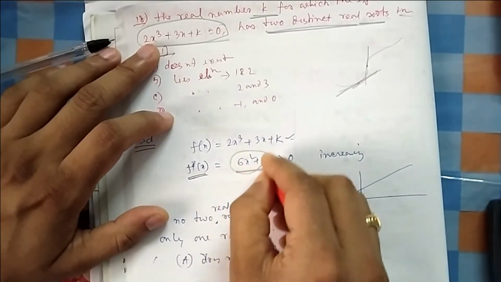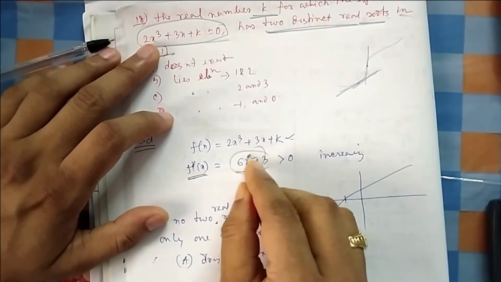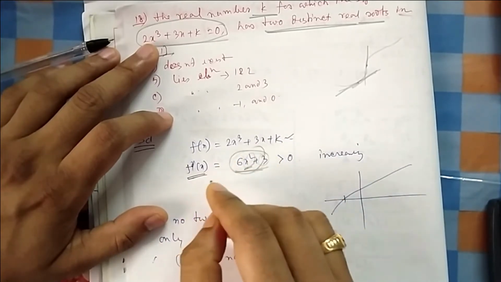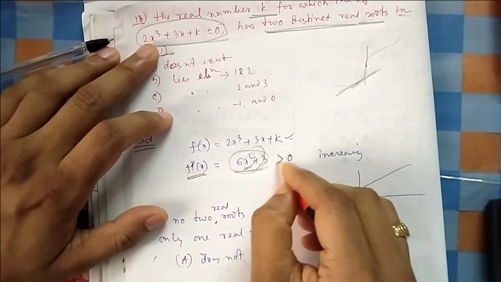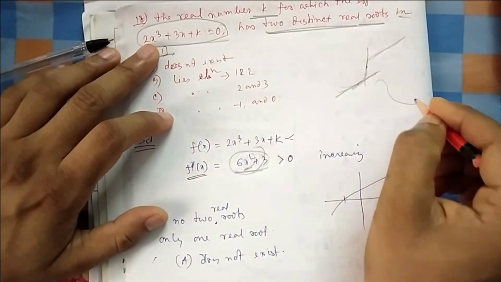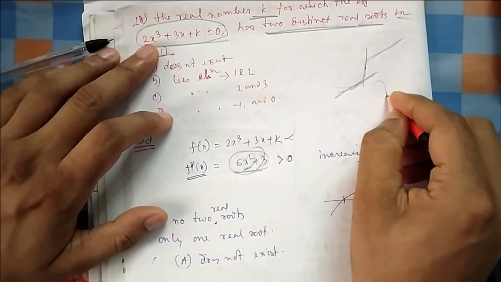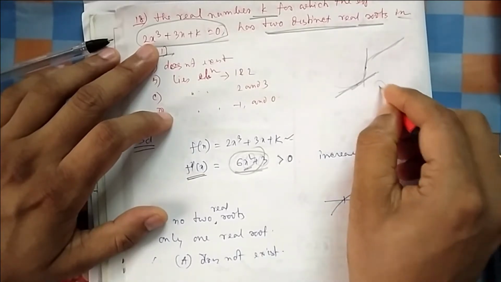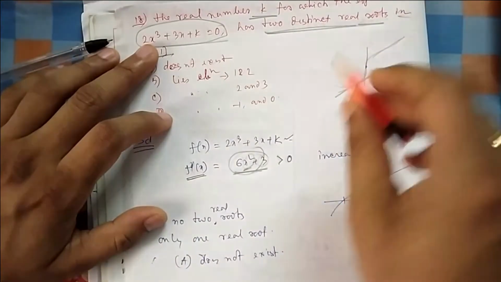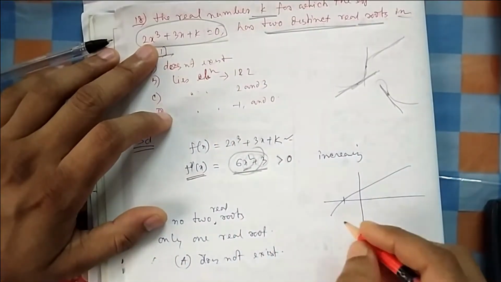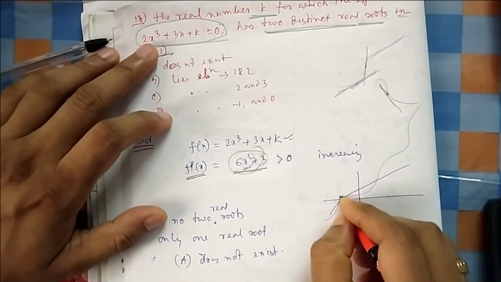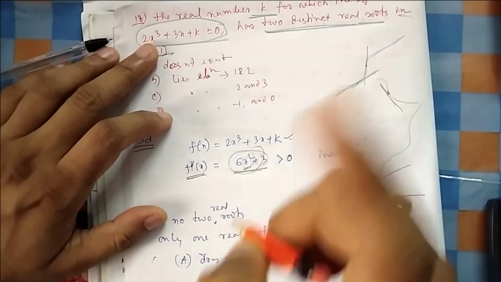If you see this one, x is squared, so it will always be positive, and it is plus 3. So this expression is always positive. Since it is positive, that means the slope is always positive. The graph cannot come down, because if it comes down, then the slope is negative. Because the slope is positive, the graph is always going up and will never come down. A graph which is always going up will cut the x-axis at only one point, so you will have only one real root.